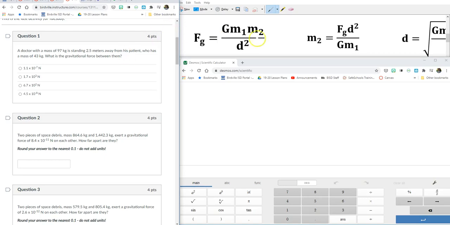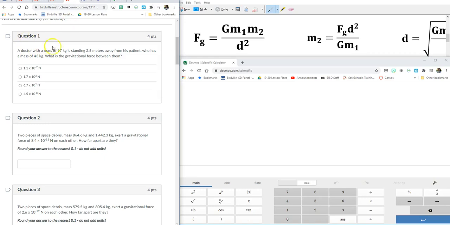And then we always have what we call big G. And the value of big G you should have written in your notes, 6.67 times 10 to the negative 11. You always include that in your calculation. It's not going to be given to you in the problem because it's a constant. Constant meaning it's just the same number every time. You just have to remember to plug it in.